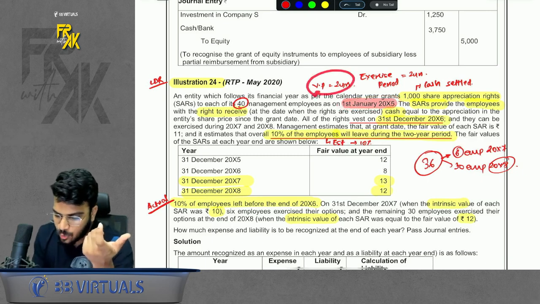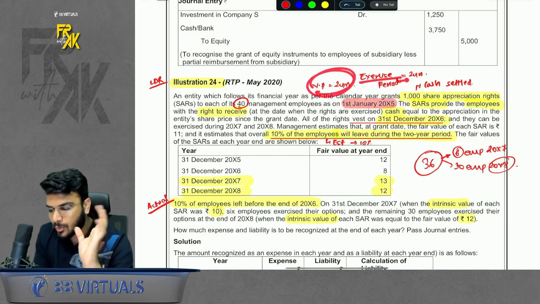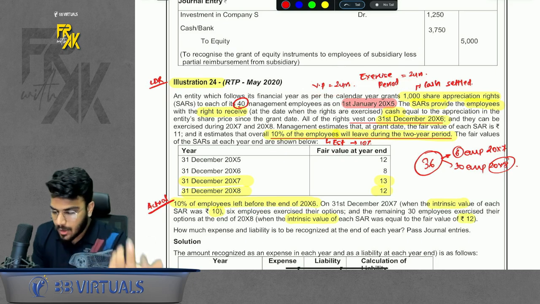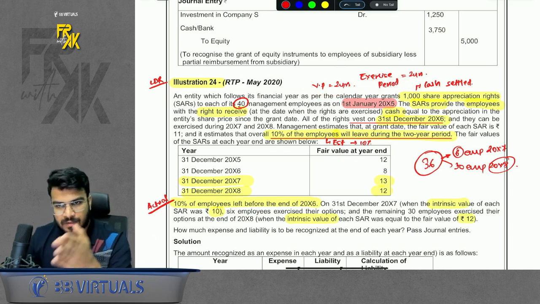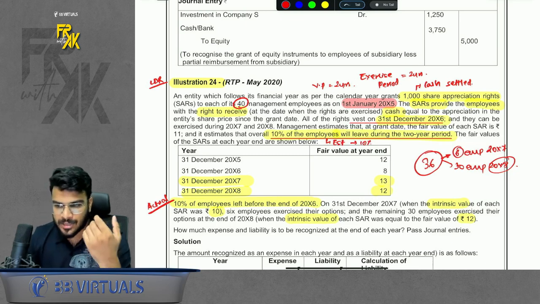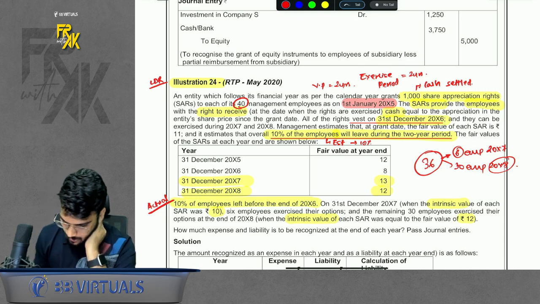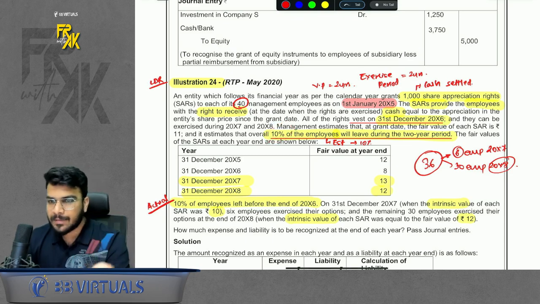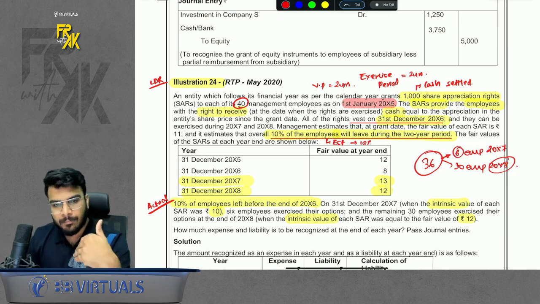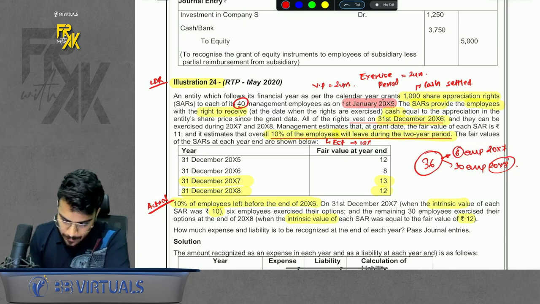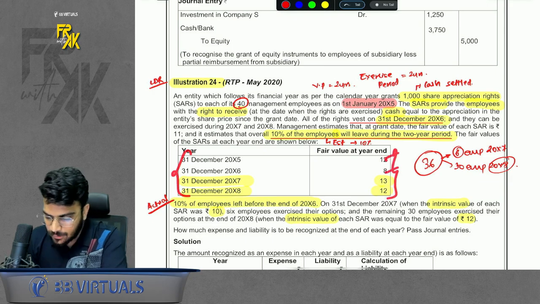Here the vesting period is 2 years and the exercise period is also 2 years. That is simple. Basically, the employee has to stay in service for 2 years and then can exercise the shares anytime in the 2 years afterwards. The expectation is that 10% of employees will leave, and in reality also 10% left. Fair value has been given for all the 4 years.